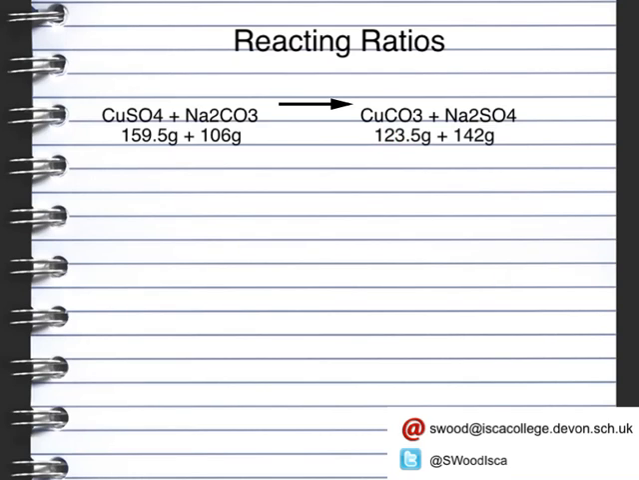Now if we were to treble that, we would then have 478.5 grams of the copper sulfate, and that will make 370.5 grams of the copper carbonate, and it's the same with the other two as well.